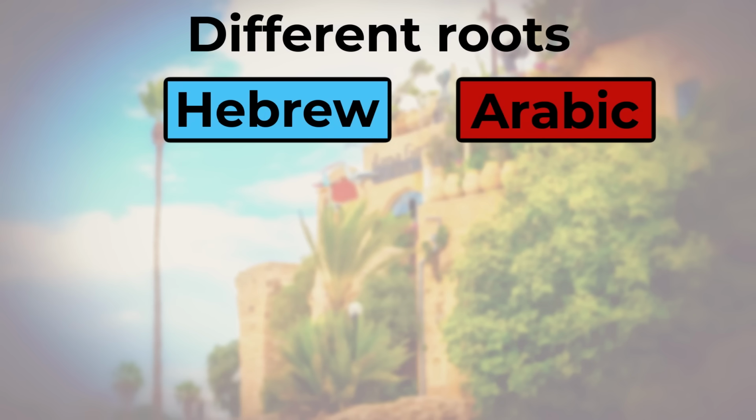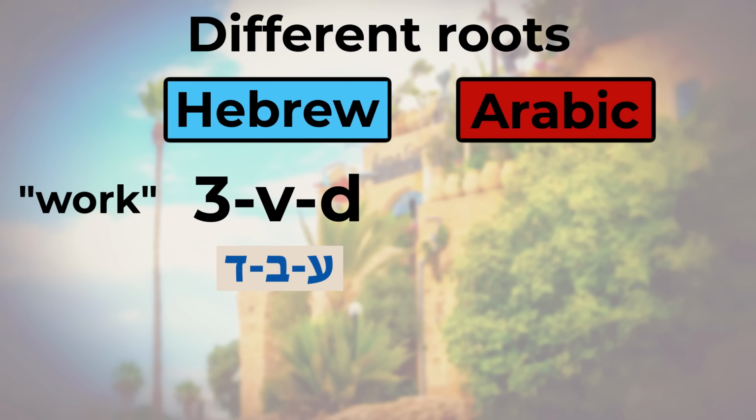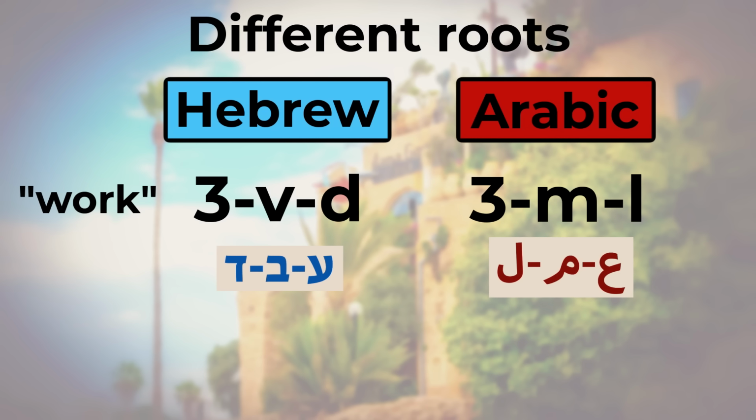But in many other cases, the roots are different. Or the most commonly used root is different. For example, the root meaning work in Hebrew is ayn v d, while in Arabic it's ayn m l. Both roots, or at least very similar roots, are used in either language, but with a different nuance.